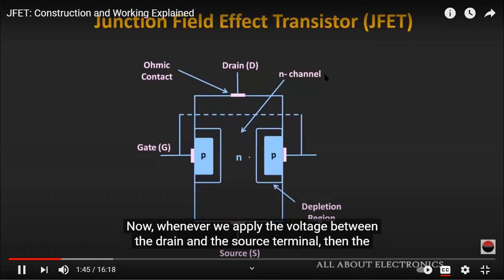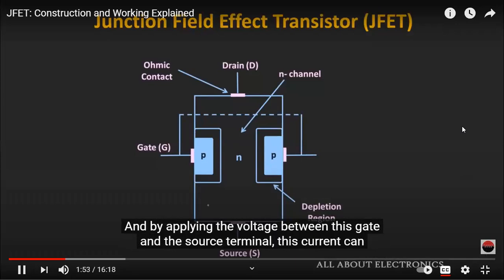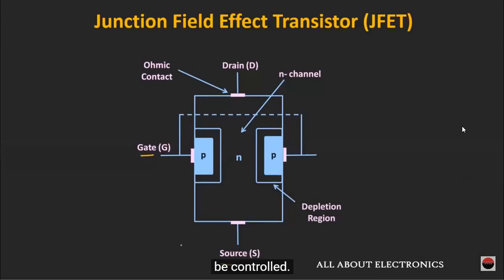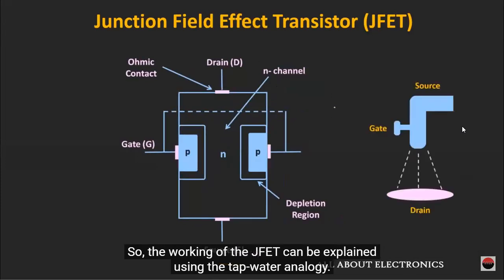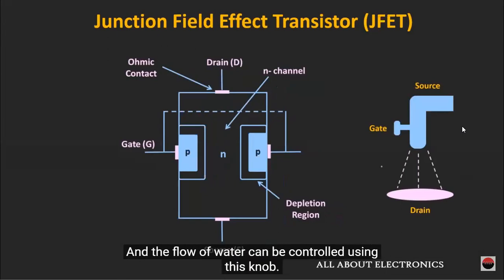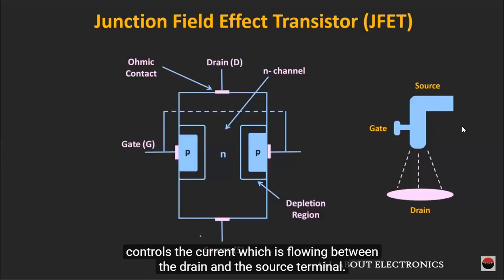Now whenever we apply the voltage between the drain and the source terminal, then the current starts flowing through the device between this drain and the source terminal. And by applying the voltage between this gate and the source terminal, this current can be controlled. So the working of this JFET can be explained using the tap water analogy. As we know, in case of a tap, the water flows from the source towards the drain, and the flow of water can be controlled using this knob. So similarly, in case of this JFET, the voltage between this gate and the source terminal controls the current which is flowing between the drain and the source terminal.